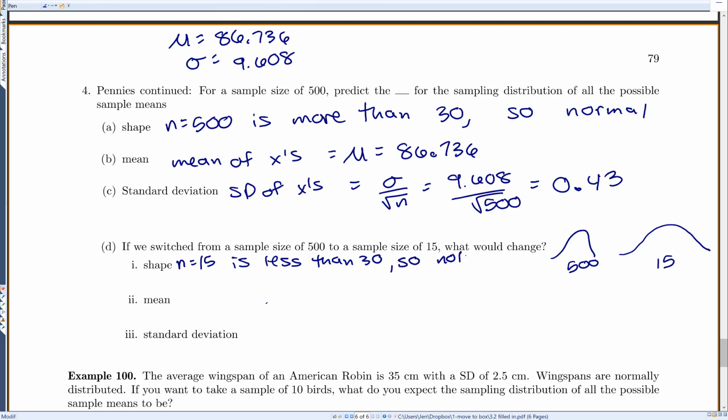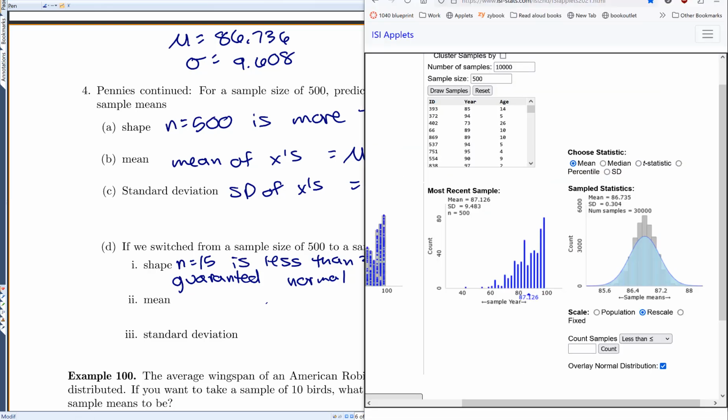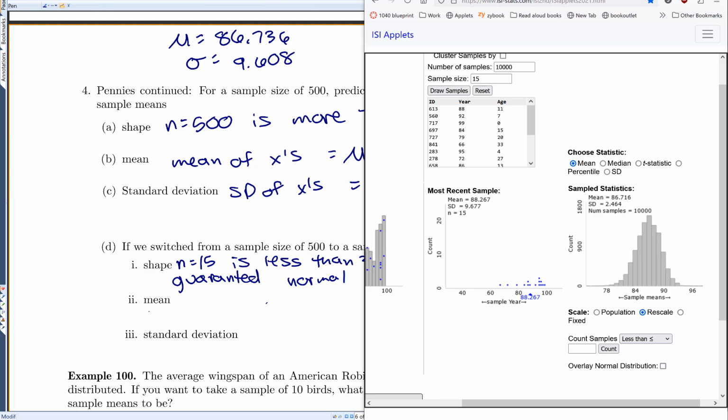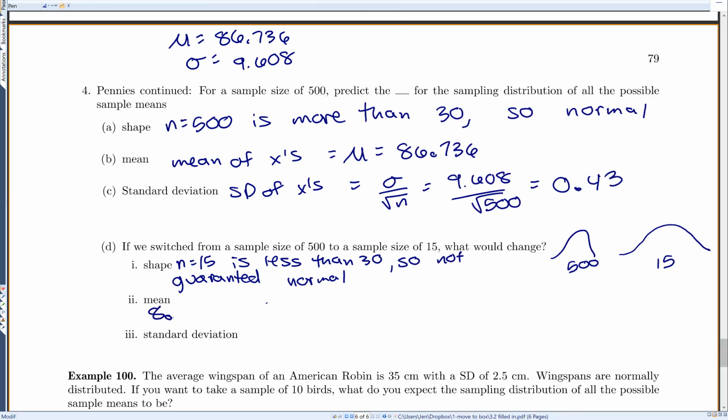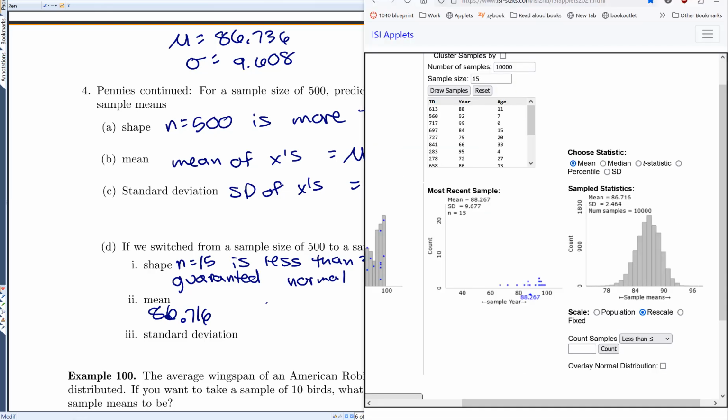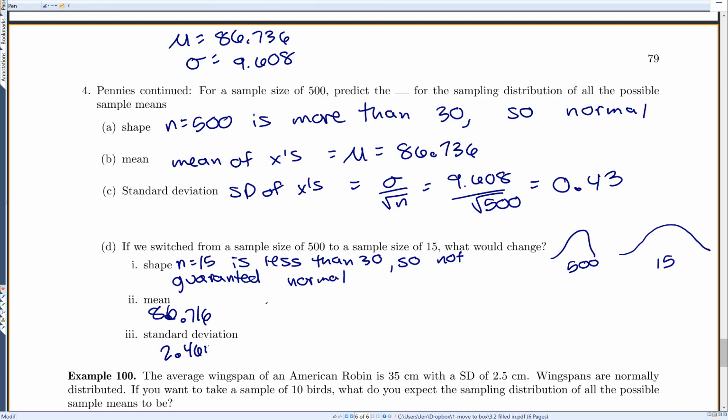So we are not guaranteed normal. Now, some populations, 15 might still be big enough to look fairly normal. We could try it. We could put in 15. We can draw our samples. And notice it actually still looks pretty normal, but we're just not big enough to be guaranteed that we would be normal. You can also see that using the simulation, we can see that the mean is 86.716 and the standard deviation is 2.464. So those are my simulation values.